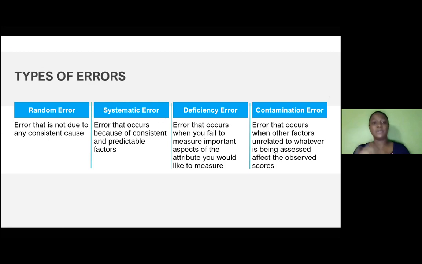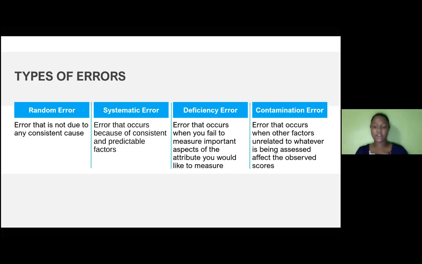And this leads me now to types of errors. So random error refers to error that is not due to any consistent cause. So for this type of error, it's very unpredictable. It's completely due to chance. And if a test is repeated, that same error cannot be replicated. So for example, like a person's state of mind or the weather outside, you cannot replicate that exact moment. So no matter how careful we might be with our instruments, we are always subjected to some form of random error. But what we can do to limit this is have standardized testing or standardized assessment processes.